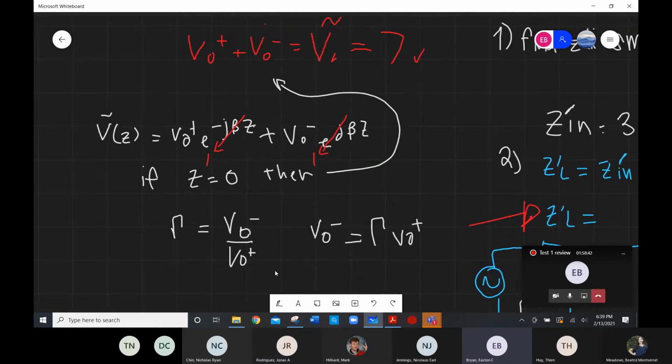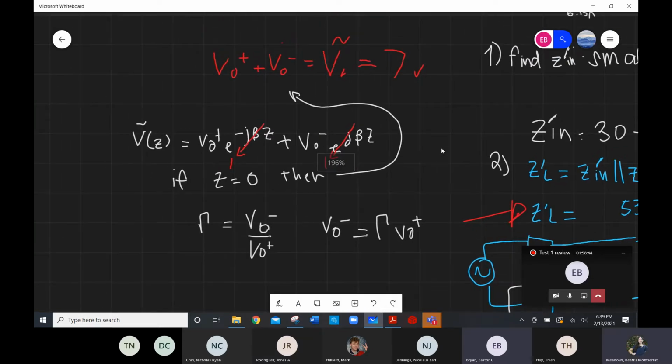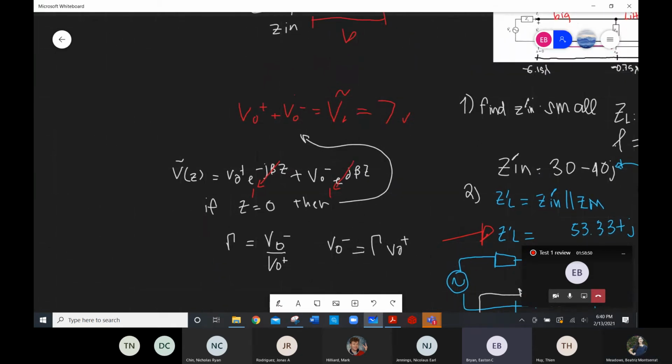If the load impedance doesn't match that, you're going to have some reflected wave, and that's what the reflection coefficient tells you. So you can also look at that as the ratio of the reflected wave to the wave that was sent, which is the incident wave. So that's V0 minus and V0 plus.